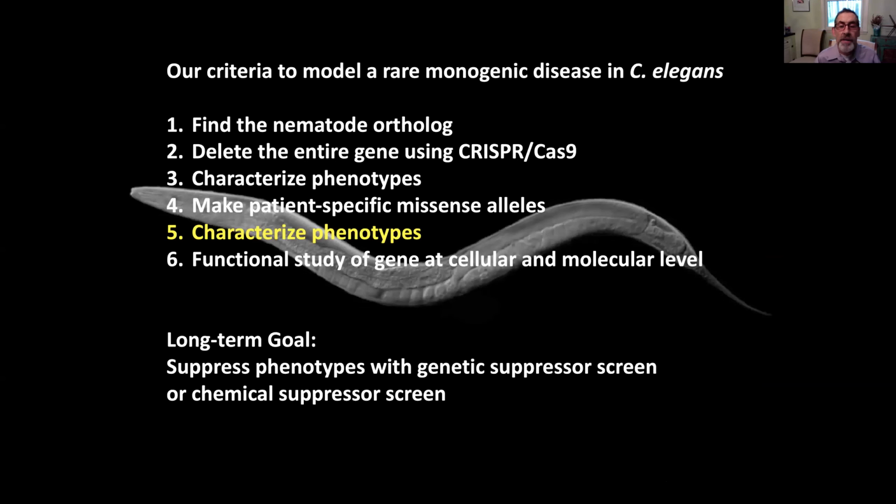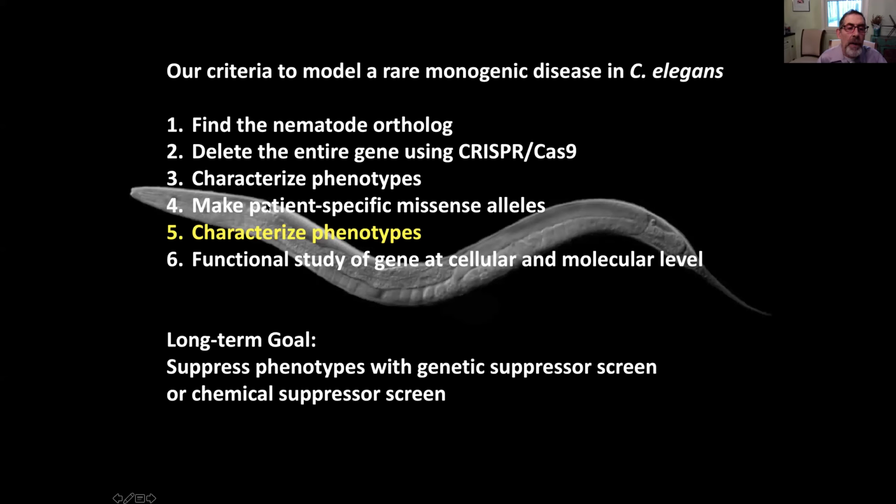And so our criteria to really model any rare monogenic human disease in the worm is just to simply find the nematode ortholog, which we've had a great deal of success in. I would say about 60% of the disease-causing genes we could find in the worm. We then, as a preliminary start, delete the entire gene using CRISPR-Cas9 and just characterize the null phenotype, just to tell us that there is something to follow.